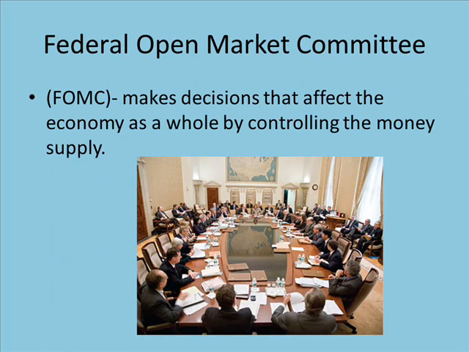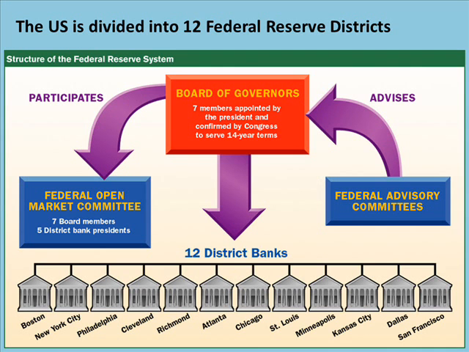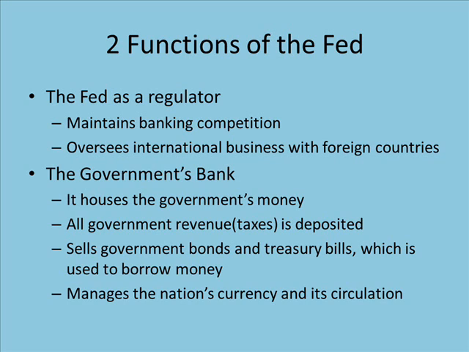Within the Federal Reserve, there's a Federal Open Market Committee, and this committee is important because they make decisions that affect the economy and they control our money supply. The Federal Reserve is divided into 12 Federal Reserve districts. That means each state is allocated to a specific Federal Reserve bank. Now, the Federal Reserve has two functions. It regulates our money supply and it acts as the government's bank.